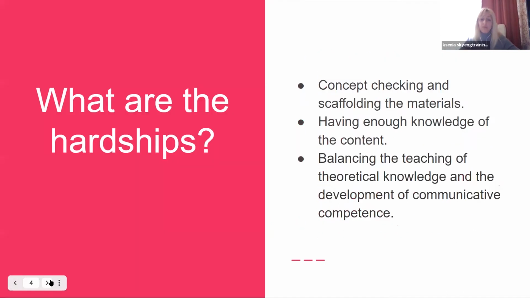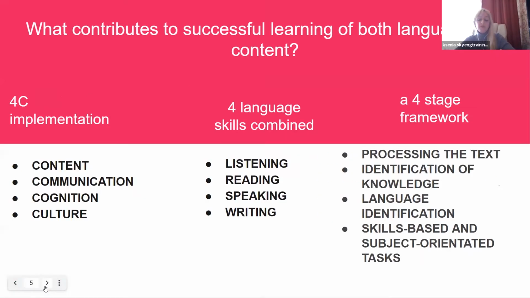But the approach can be rather challenging. So to mention the hardships, the most important is that the teacher needs to concept check and scaffold the materials to be sure that both subject matter and language are being taught. Another noticeable challenge is the balance between knowledge of the subject matter and the knowledge of the language. For English teachers, it means that many times planning a lesson also means studying the subject itself. When we plan such a lesson, it is important to balance the teaching of theoretical knowledge and development of communicative competences. Let's look at what contributes to a successful learning of both language and content.